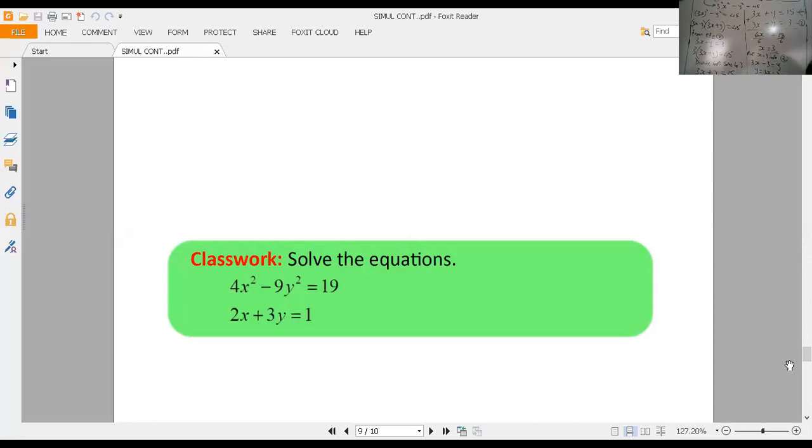Efosa, look at the classwork. You have 4x squared minus 9y squared. That 4, you turn it to 2 squared, and the 9, you turn it to 3 squared. So in such a way, you now have a difference of two squares: open bracket 2x plus 3y, open bracket 2x minus 3y, is equal to 19. That's the way you do it.